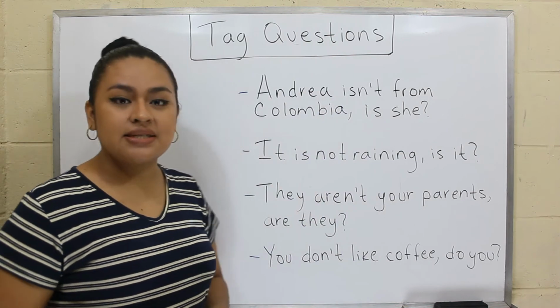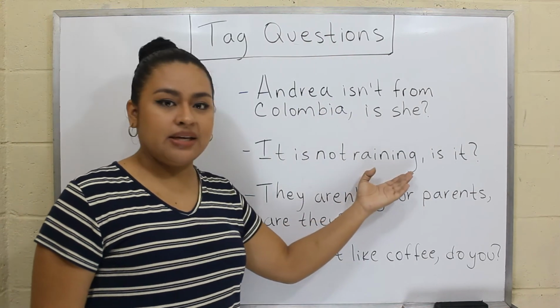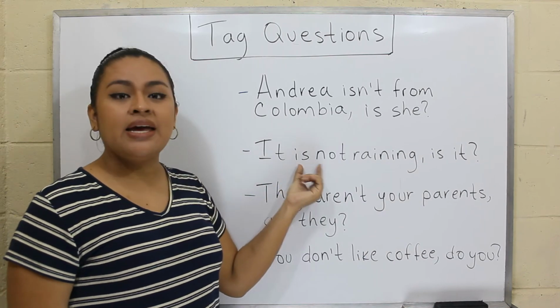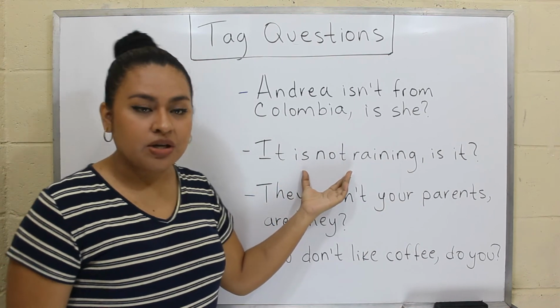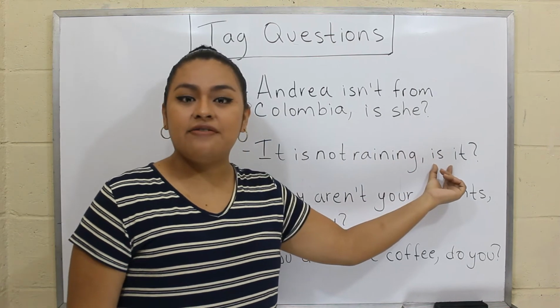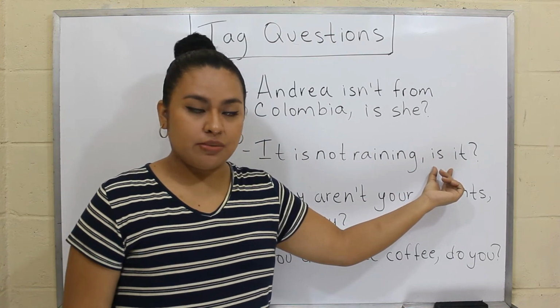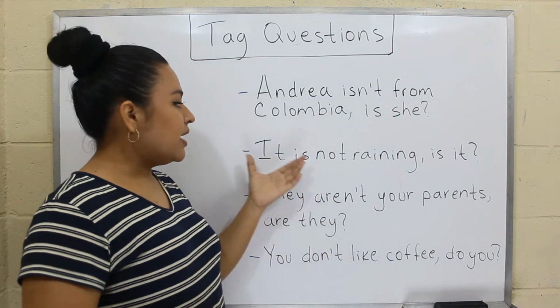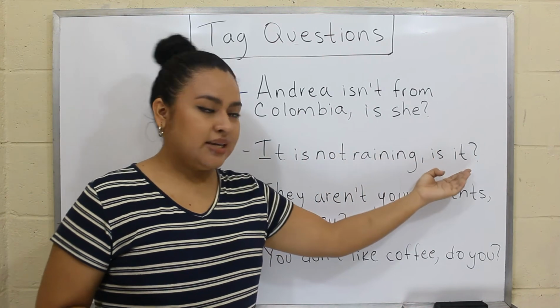And then in the next example, it is not raining, is it? In here, we have the verb be in the negative form. So in the tag, we will have it in the positive form. And then the pronoun equivalent. So the result, it is not raining, is it?